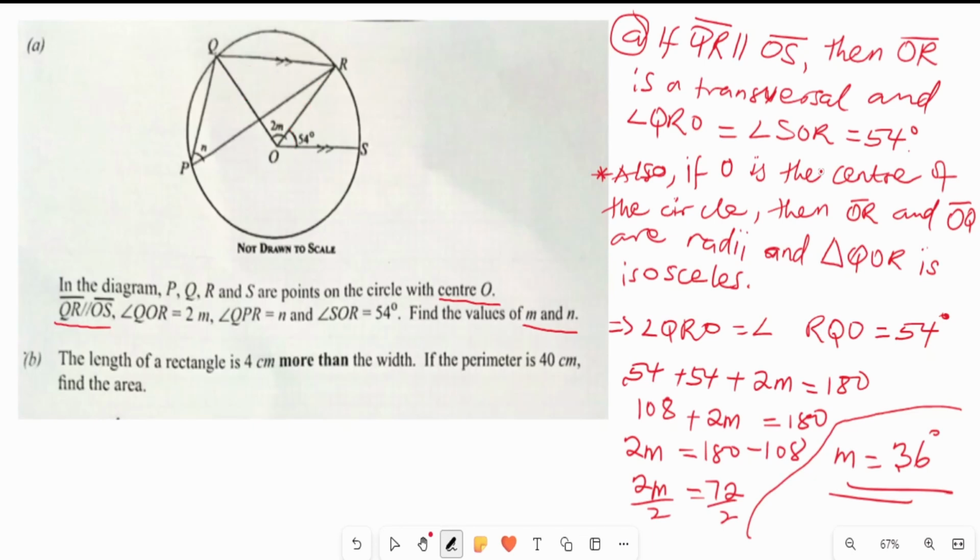Taking this arc QR here, or those who would like to use the chord, we say this chord QR here. We can see that this chord subtends a central angle of 2m here, and the same chord or arc, whichever you want to use, subtends the angle n here. So chord QR subtends the central angle 2m and the inscribed angle n.